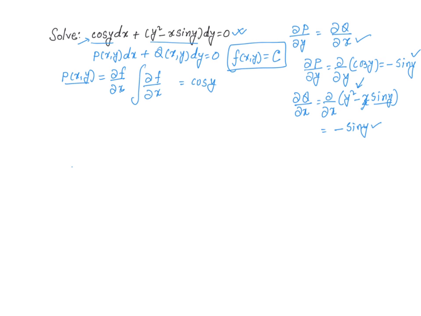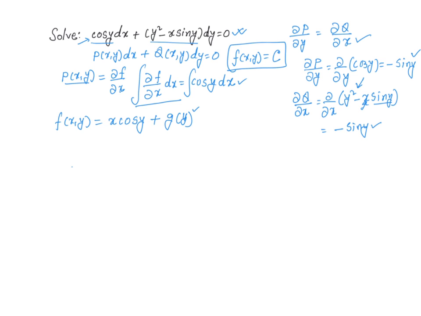Now, if I integrate this with respect to x, what do I get? This is going to yield f of x comma y, and the integral of cosine of y with respect to x is going to be nothing but x cosine of y, right? Then we need to add a constant function, a function of y. Let's call it g of y, which serves as a constant because we are integrating with respect to x. So this is a function of y.